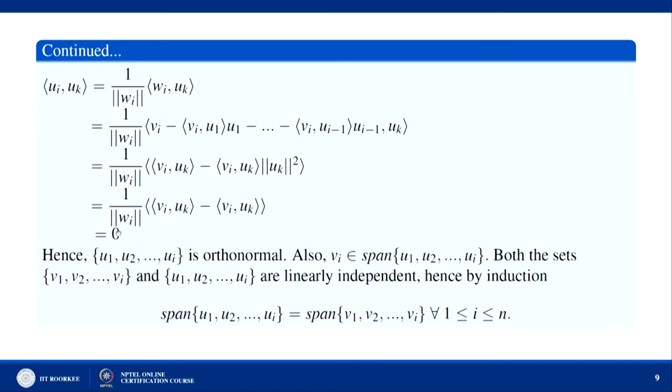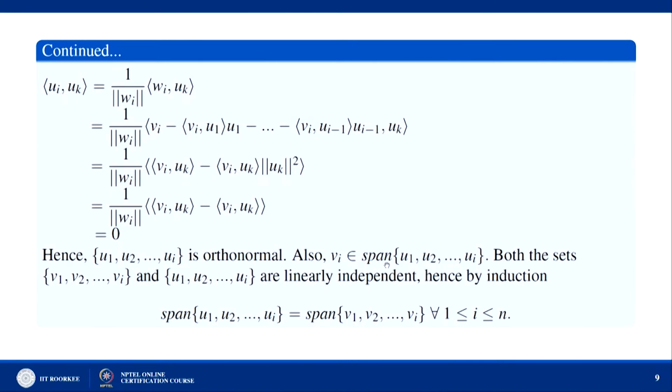So we have shown that the set of i vectors U1, U2 up to Ui becomes an orthonormal set. And also Vi belongs to the span of this, which we have seen from above. So both the sets are linearly independent, hence by induction we can say that the span of this is equal to the span of this for all i. So hence we have proved the Gram-Schmidt process.